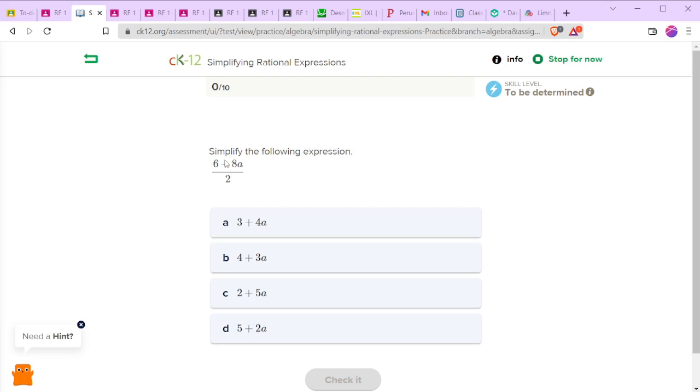So now we want to simplify the following expression. Now the 6 and the 8 are separated by a plus. So the only factors that can be cancelled are factors that are common to both. Thankfully, both are even numbers, so we can divide them by 2. 6 over 2 is 3, which immediately tells us it's option A. 8 over 2 is 4.